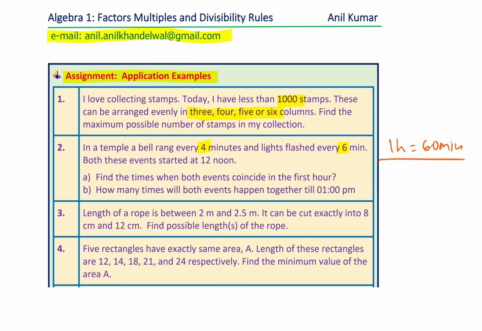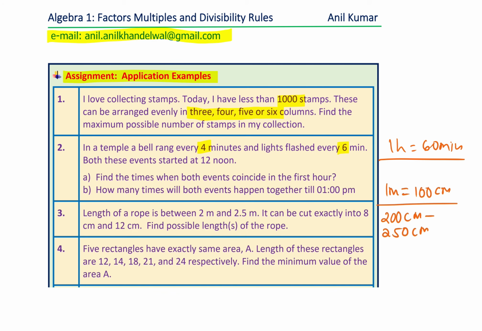Now, again, there is a switch of units. So we have 1 meter, which is equal to 100 centimeters. So use this conversion, convert all the numbers into one unit, and then try to look into the solution. So the length of the rope is between 2 meters, which could be considered as 200 centimeters, and 2.5 meters as 250 centimeters, correct? So you can say 200 centimeters to 250 centimeters, correct?